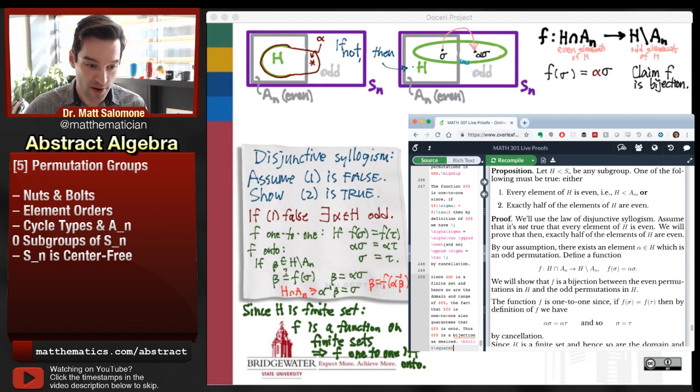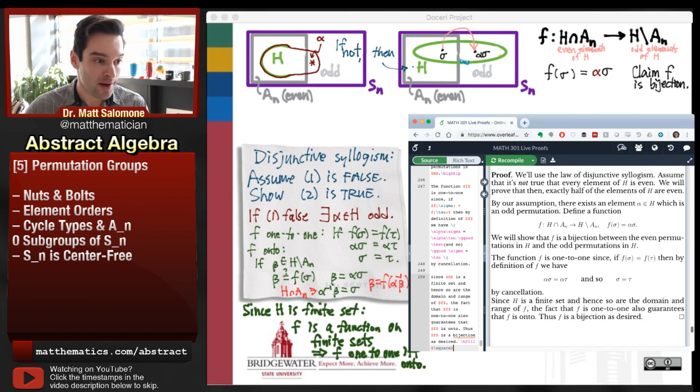And so there's my proof. Sorry, it doesn't quite fit on one screen with the proposition anymore, but here it is. Right? So just one more time to follow through what this proof is doing. We're using a disjunctive syllogism to say that if it's not true that H is completely inside of AN, then it must be exactly half inside of AN. Okay? So we start by assuming that it's not completely within AN. That means that there exists an odd permutation called alpha that is a part of this subgroup. And then we define a function that multiplies any even permutation in AN, in H, by alpha. And it therefore turns it odd.